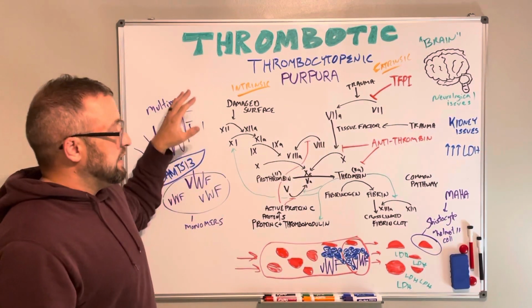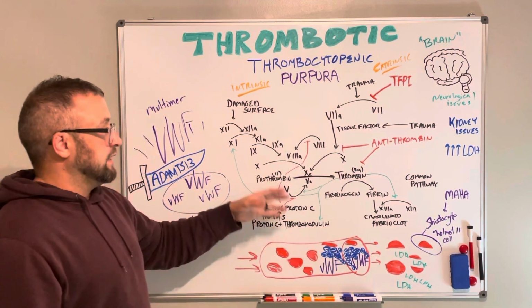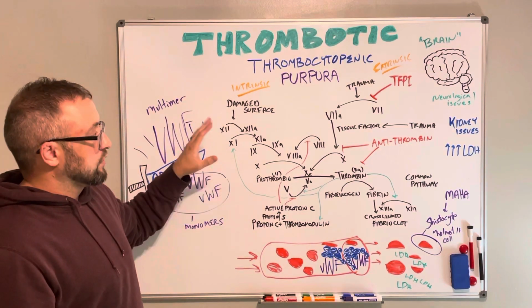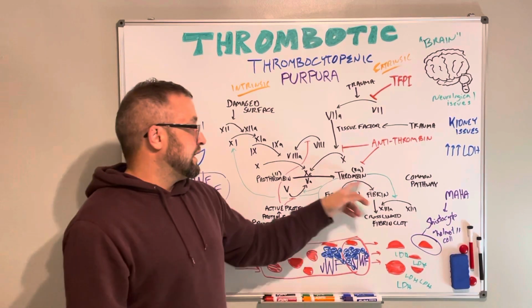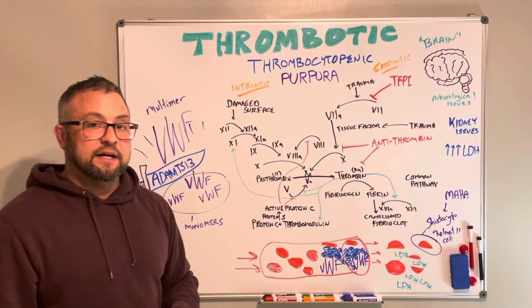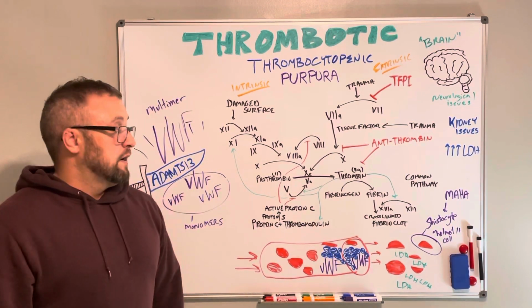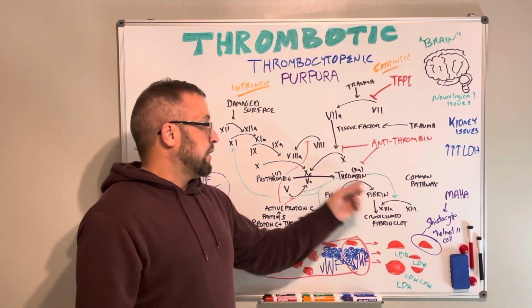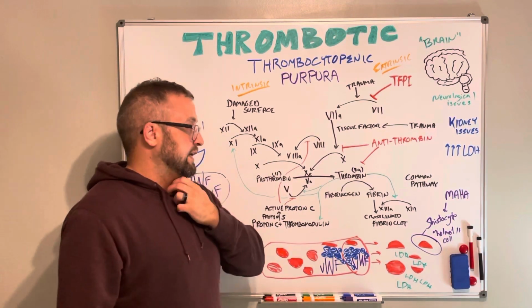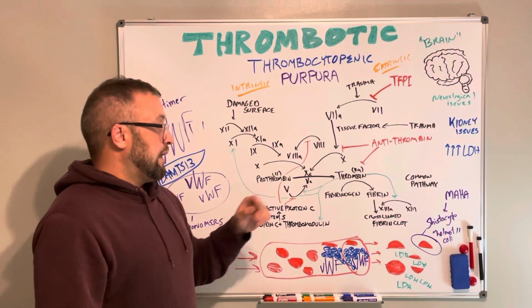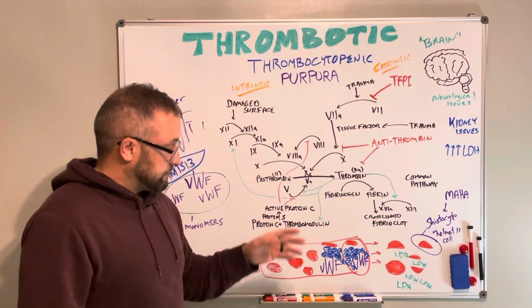In TTP, the only thing I've used up is all my platelets, so these levels are going to be normal. Another thing is I saw a low fibrinogen in DIC because I used up all my fibrinogen to make fibrin clots. Again, I'm not using this pathway. Thrombin hasn't gone wild like it did in DIC, so my fibrinogen levels should be normal.